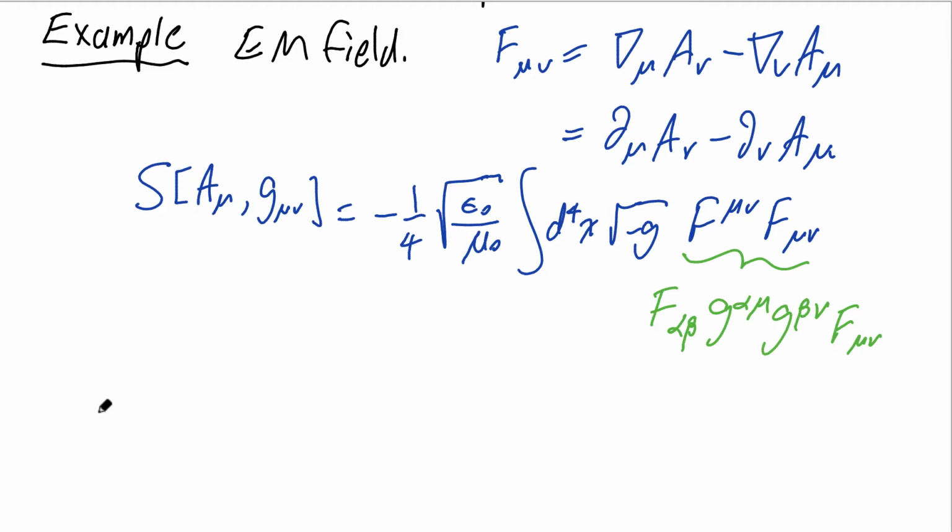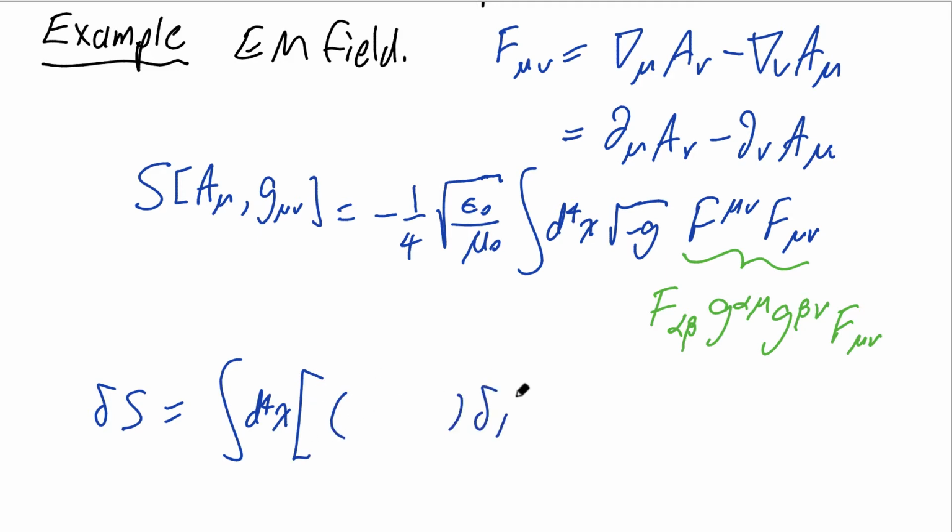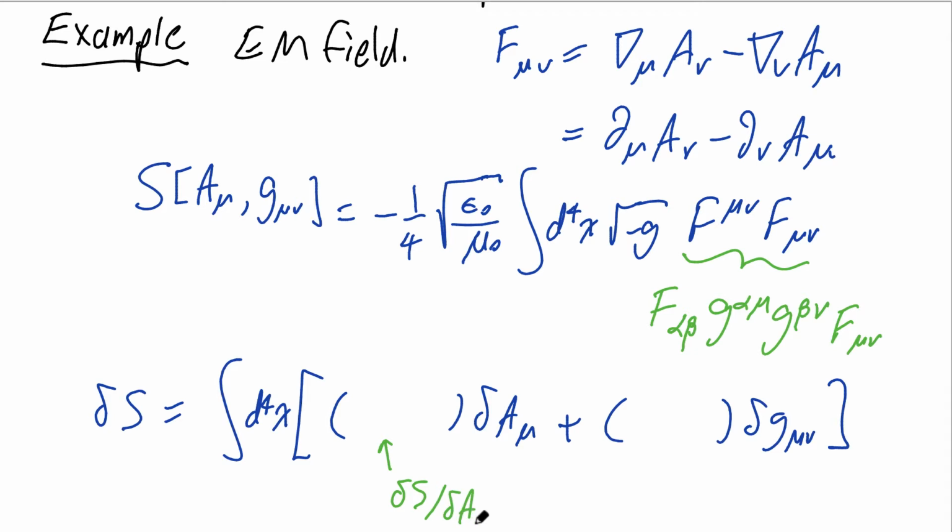Now we can vary this action, or extremize it. The action depends on two fields, A and g. So the result, through the usual procedure that should be familiar, we put this into the form of something times the variation of A plus something times the variation of g mu nu. And just by way of notation, this coefficient here is referred to as the functional derivative of S with respect to A, and denoted this way. This is the functional derivative of the action with respect to the metric, denoted this way.